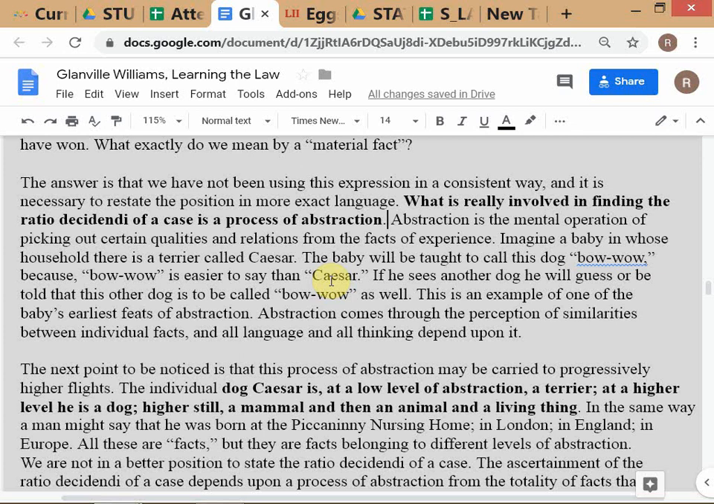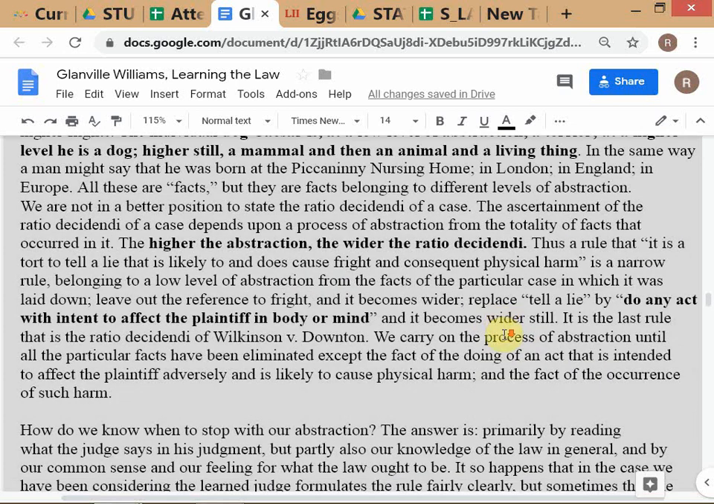So initially you try to understand the rule as it applies to the particular facts of the case. This guy Downton told Mrs. Wilkinson a lie, that her husband was injured when he was not actually injured. And what was the purpose of the lie? He wanted to enjoy seeing her getting frightened, to get a kick out of it. That's why he told her a lie, and obviously it caused her distress. So you could state this principle at the level of telling a lie. But what the author is pointing out here is that, I think he's talked about it somewhere here.